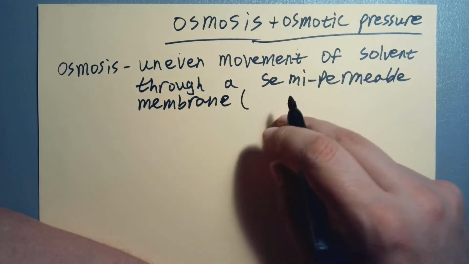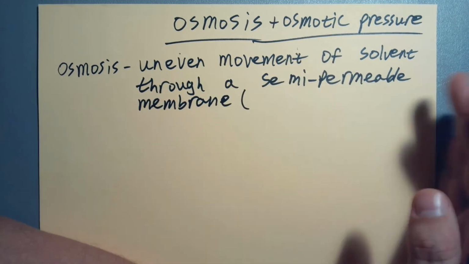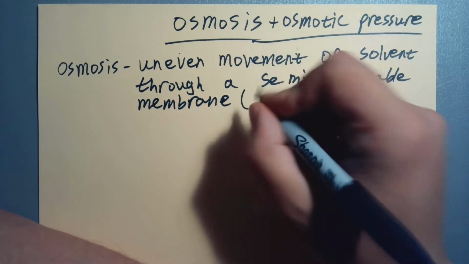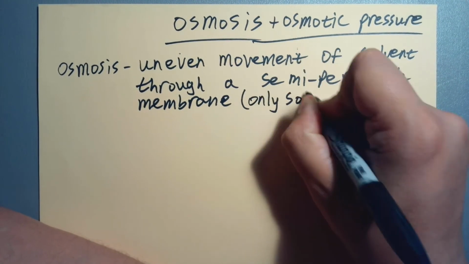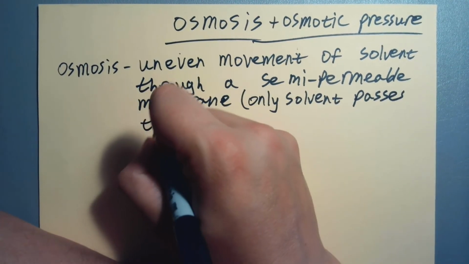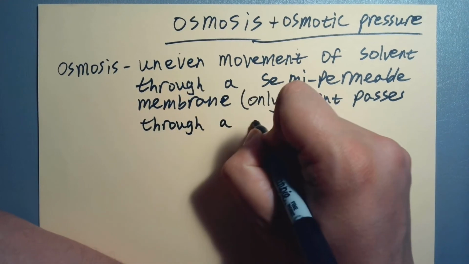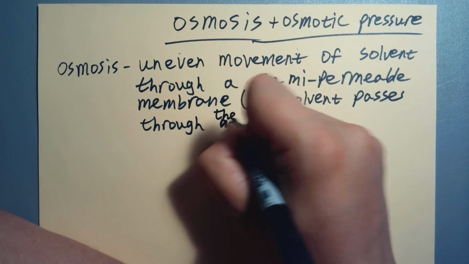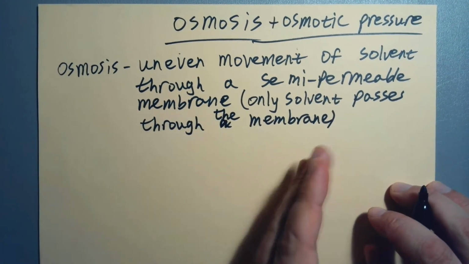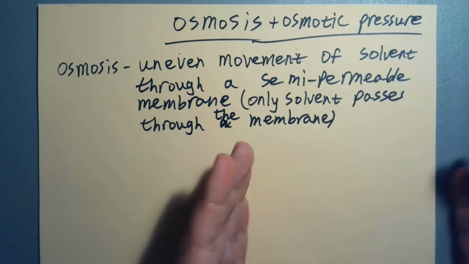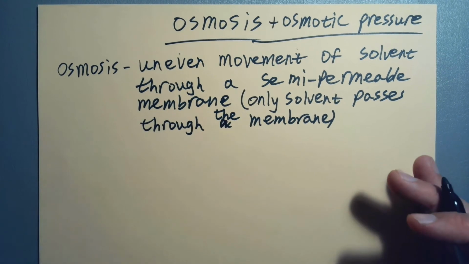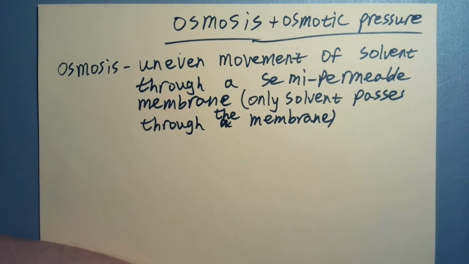So a semi-permeable membrane, it's a barrier that only lets solvent through. So maybe water passes, but salt doesn't. So solutes don't go through it, just solvent. So only solvent passes through the membrane. And that's what makes it semi-permeable. Permeable would be like everything goes through it. And it's like, what the heck kind of membrane is that? Semi-permeable holds back everything but the solvent, which for biological systems means water.